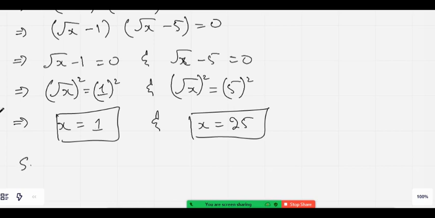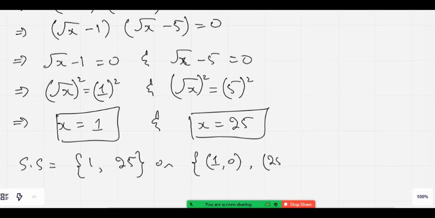So the solution set is equal to 1 and 25, or you can write it as ordered pairs: (1, 0) and (25, 0), but these are the x-intercepts, of course. So that's how you handle it. I hope it's clear.